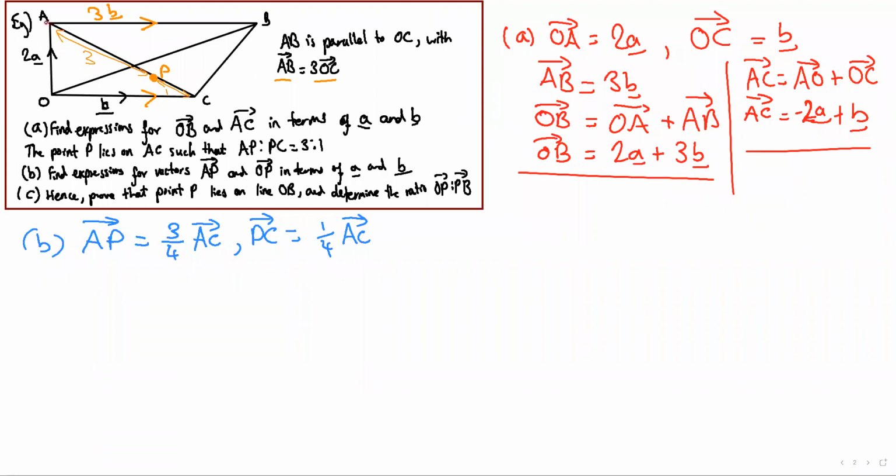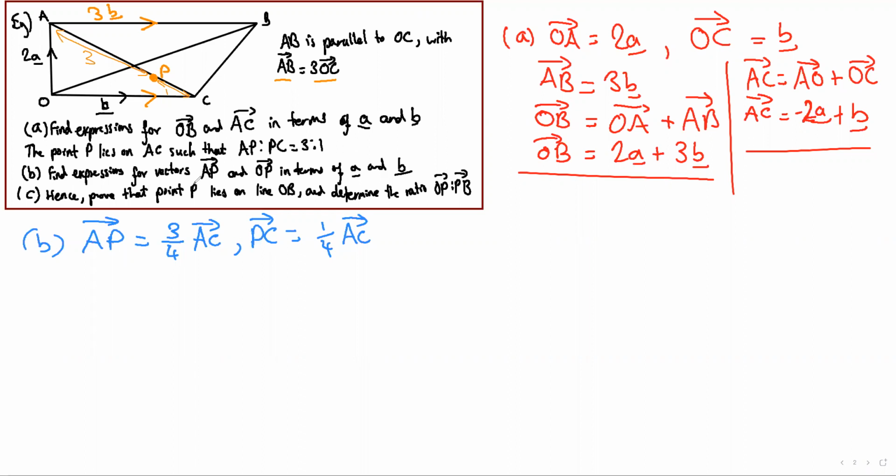That makes sense because AC is this whole line and it consists of 4 parts, 3 and 1. The vector AP consists of 3 out of the 4 parts, and PC consists of 1 out of the 4 parts. So that's why we get 3/4 and 1/4. So that's how that works.